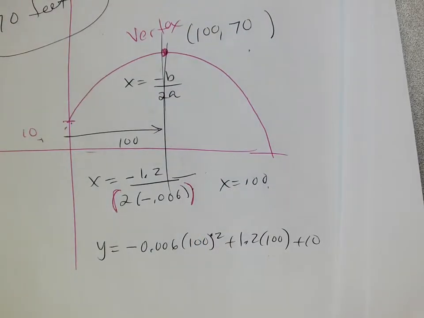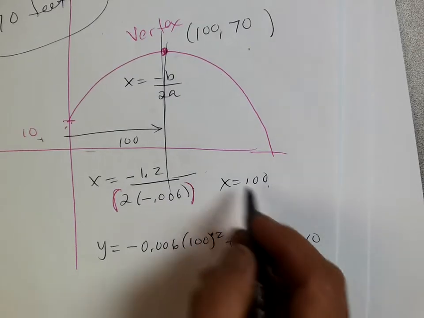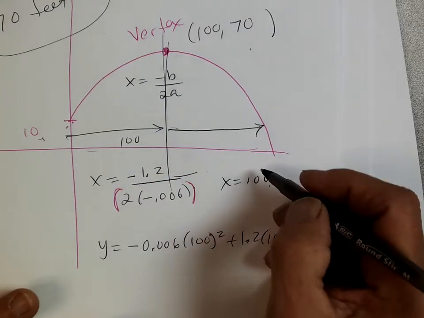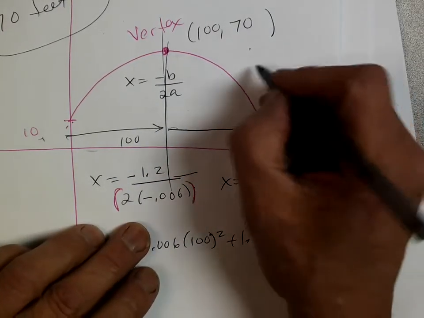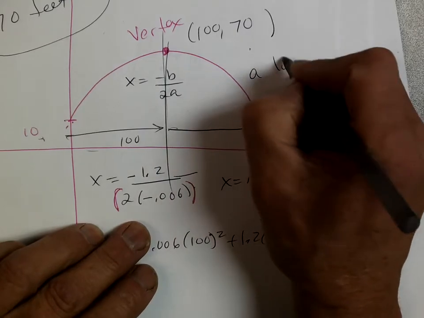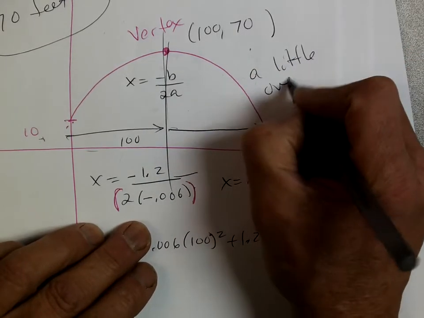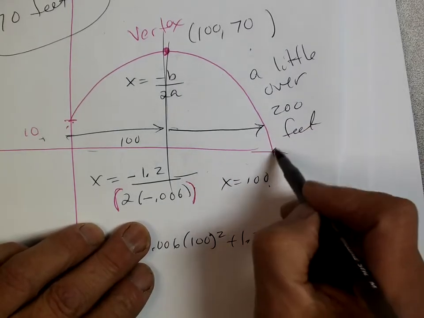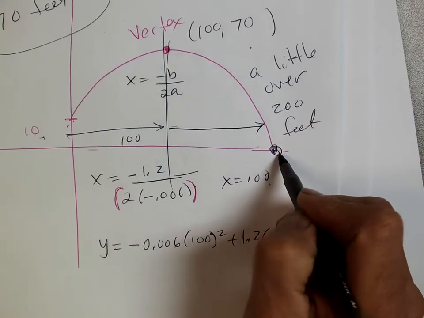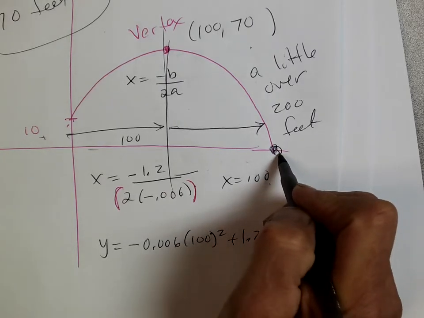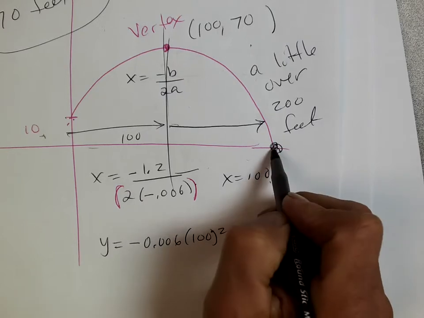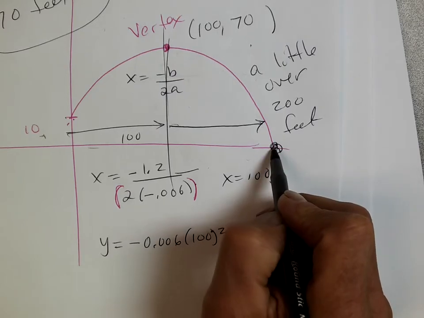How far across the river does the water reach? Well, we know for sure that if this is 100 here, it's probably going to travel another 100 here. So it's going to be a little over 200 feet. The way we're going to get this answer is later on next week with the quadratic formula. Right now, this exact answer we don't know yet, but we don't need to know it yet.